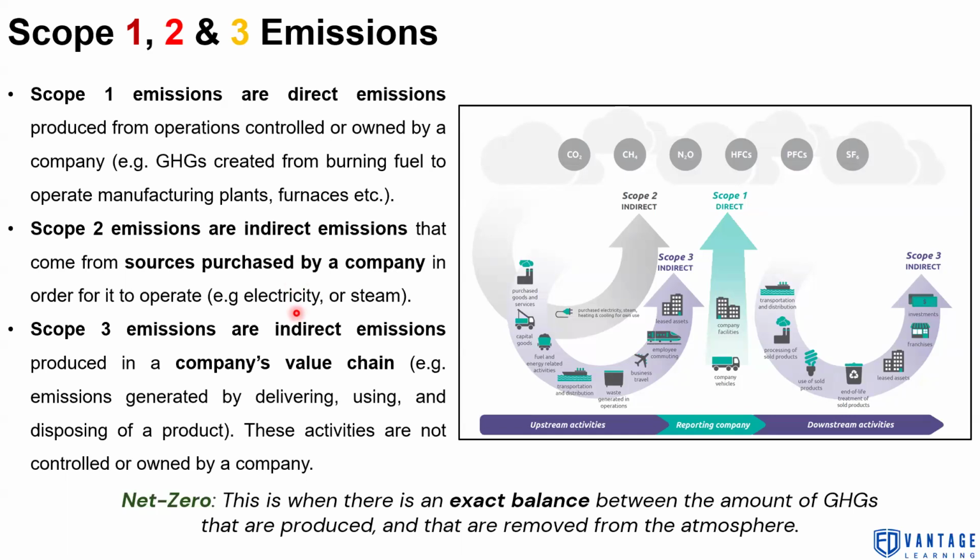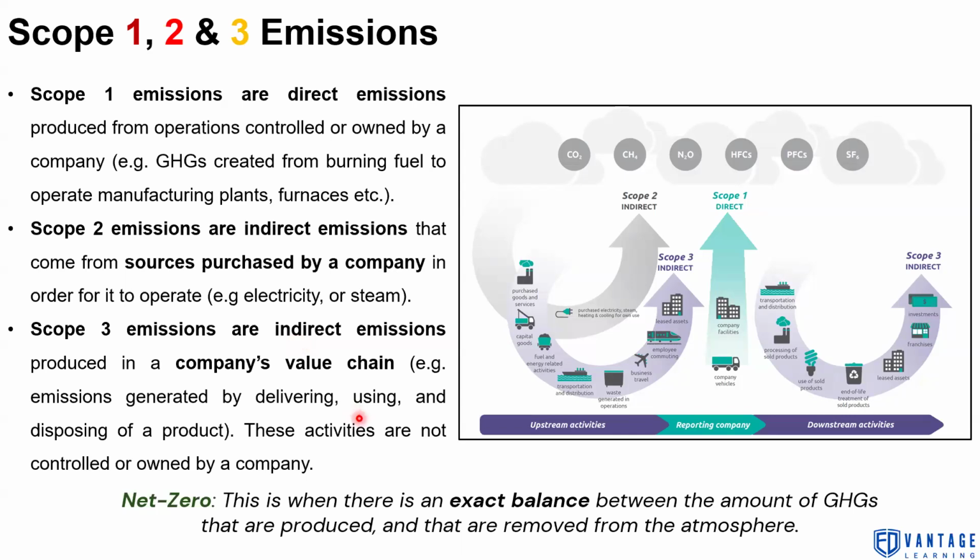And scope 3 are indirect emissions that are produced in a company's value chain. For example, the company is supplying petrol and diesel to several petrol bunks. So those come as a part of scope 3 emissions because ultimately we are using that petrol and diesel for operating our automobiles.